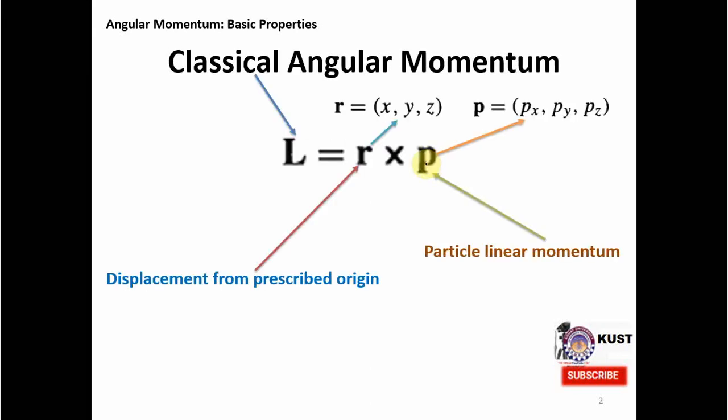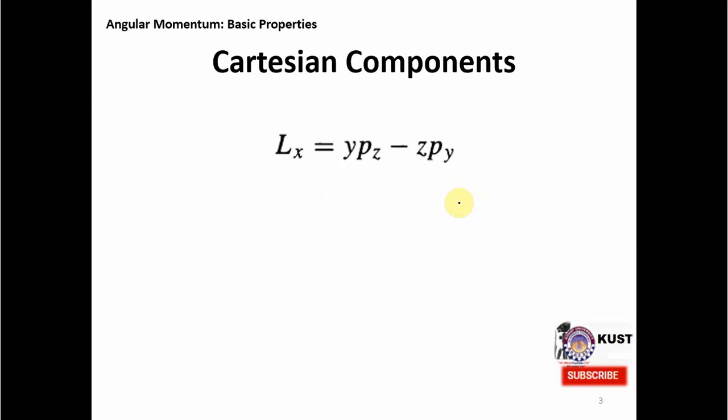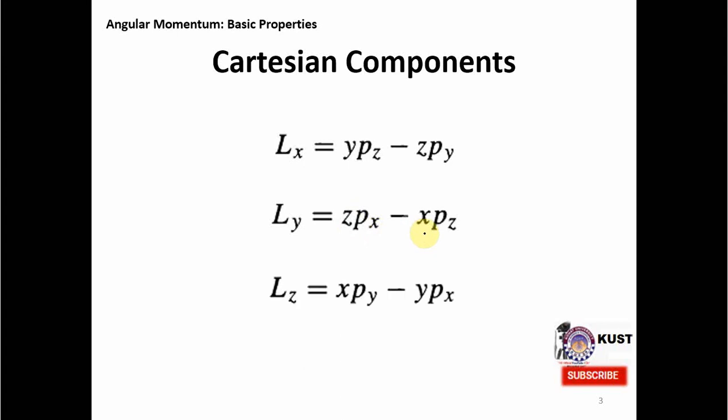I repeat again: write r in its components, p in its components, and write the determinant, and then open this determinant, and from the first component, that is the x component, you will get this equation. Similarly, you will get the y component equal to zpx minus xpz, and the Lz component equal to xpy minus ypx. It is a good exercise to derive all these three equations.